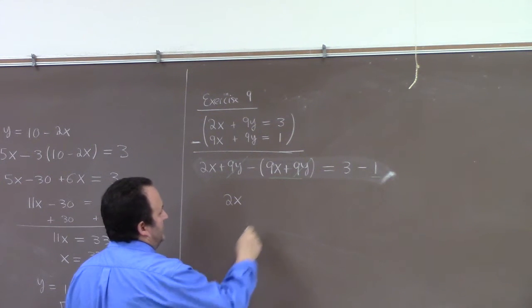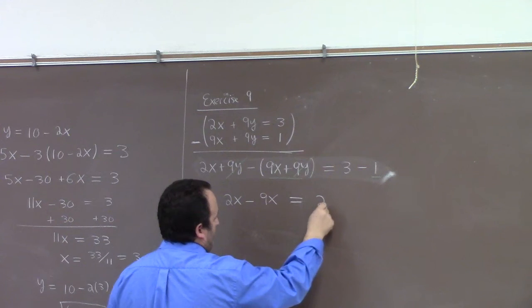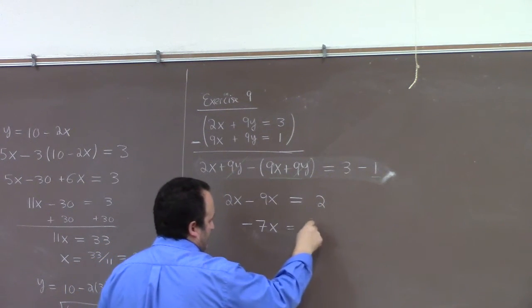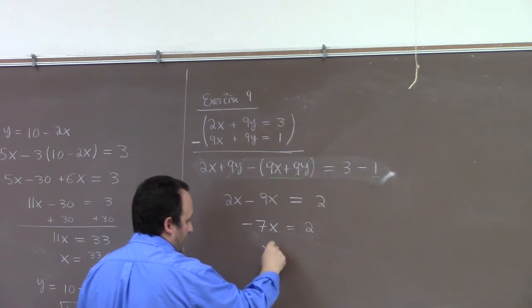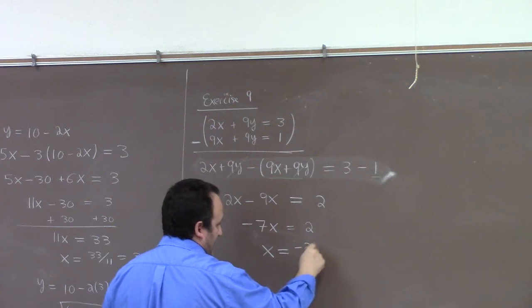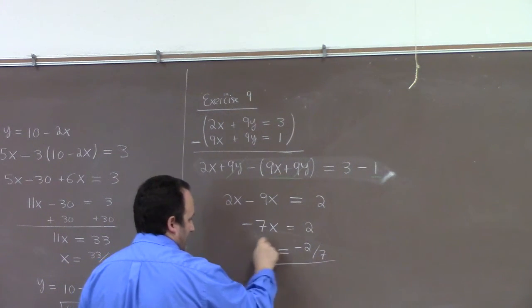So we get 2x minus 9x equals 2, which is minus 7x equals 2, which gives me, divide by minus 7, so x equals minus 2/7. That's half of it.